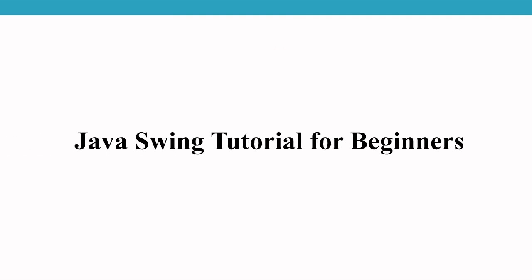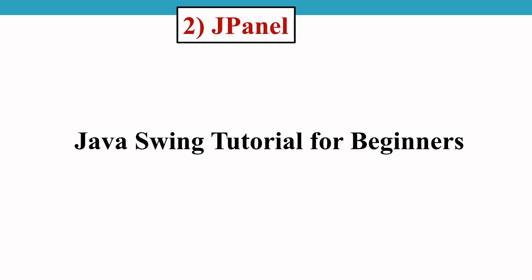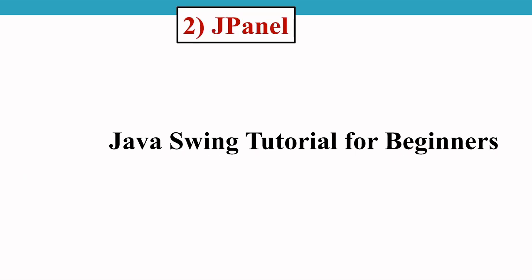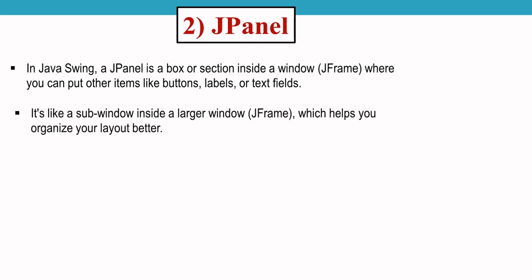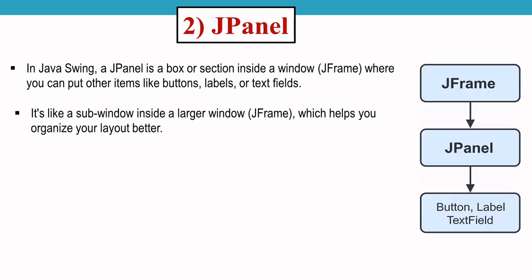Hello guys, this is the second video in the series on Java Swing, and in this video we'll discuss JPanel. In the previous video we discussed JFrame. Now in Java Swing, a JPanel is a box or a section inside a JFrame where you can put other items like a button, label or text field. So JPanel is like a sub window inside a JFrame which helps you organize your layout better.